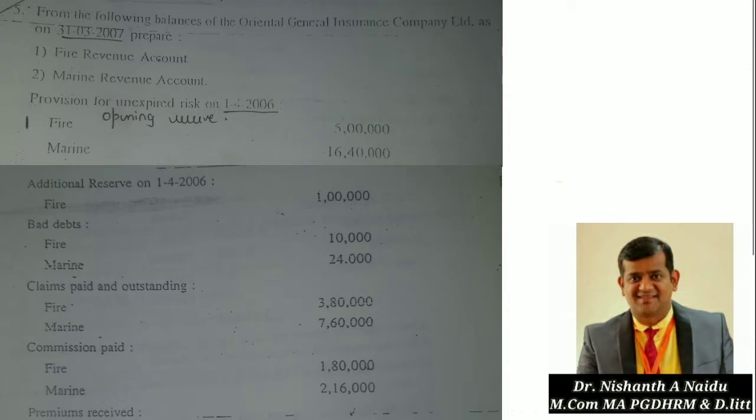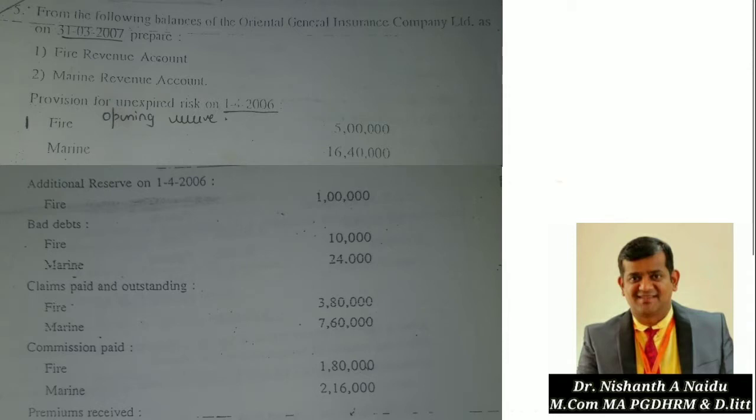So today I'm starting problem number 5 under general insurance company. That is final accounts of general insurance company. Problem number 5. So that has been asked in the question paper.